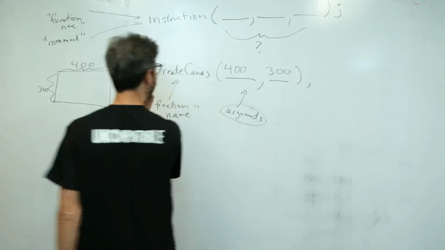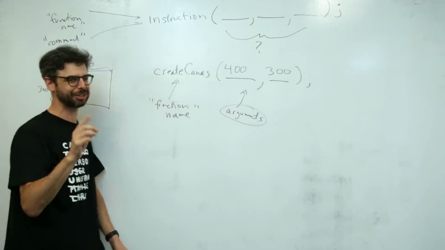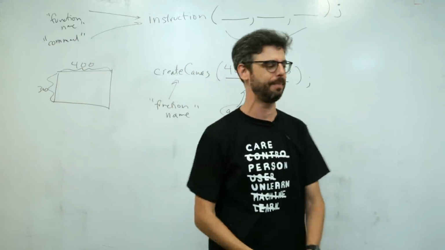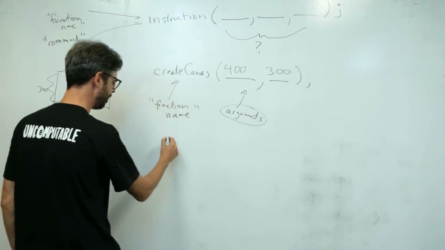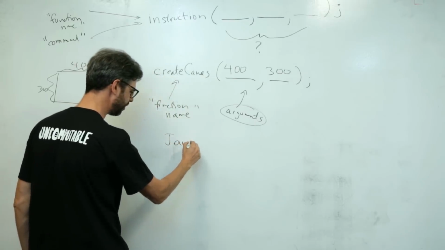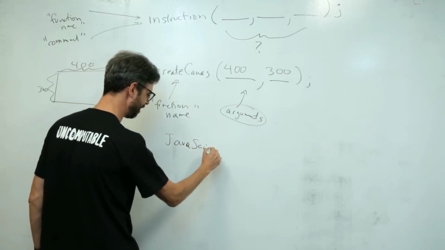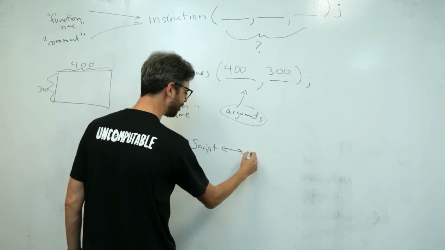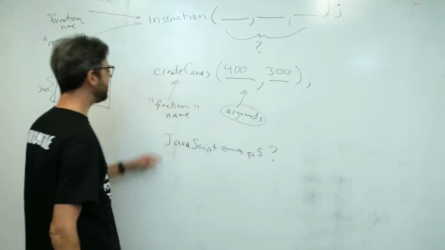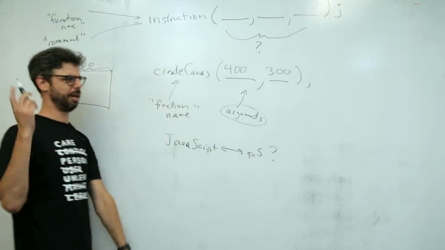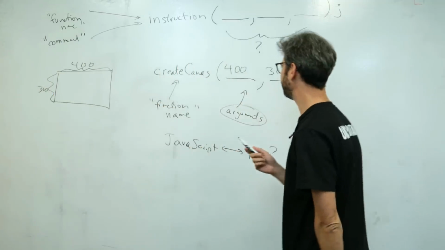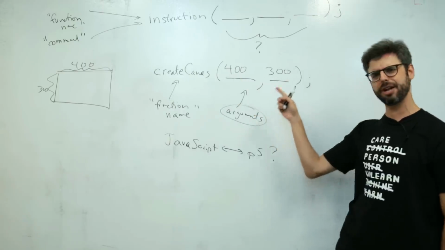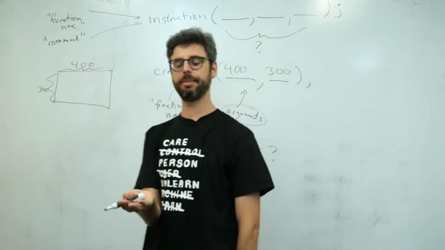Now, we have to ask a really important question. I've totally forgotten to bring this up. What is the difference between JavaScript and p5? We haven't even really gotten to the drawing stuff yet, but don't worry, we will. Is createCanvas p5 or is it JavaScript? Is 400, 300 p5 or is it JavaScript?